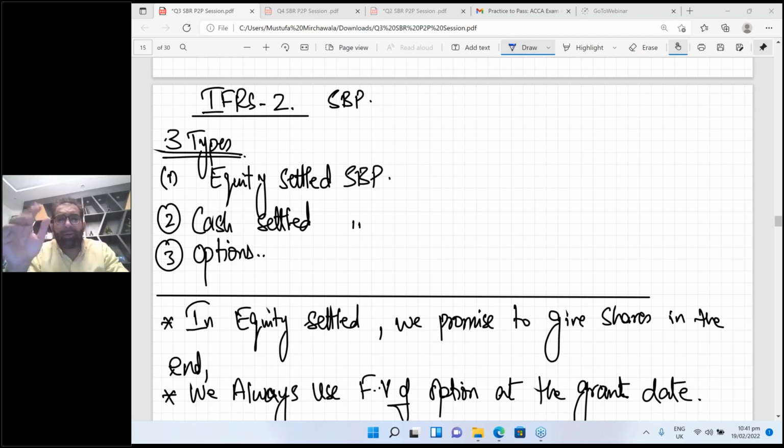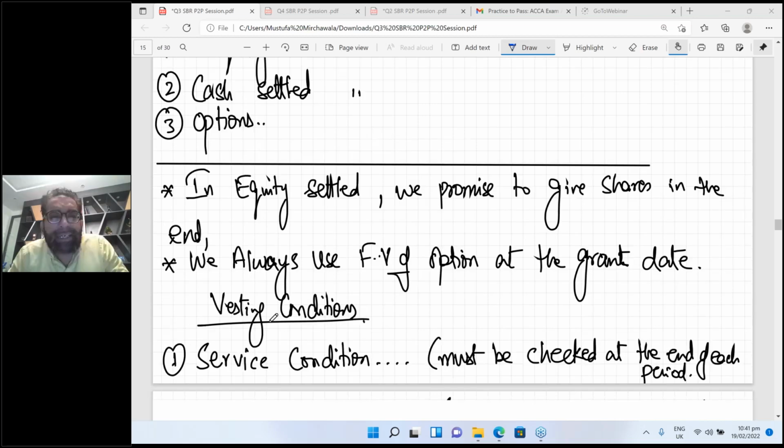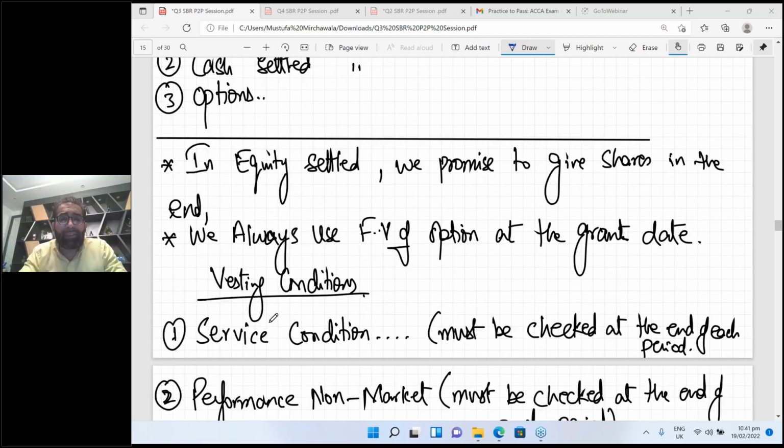Now, what are some basic characteristics of equity settled? In equity settled share-based payment, we promise to give pure shares. This is the basic characteristic: we always use the fair value of the share option at the grant date. The future fair value of the options is irrelevant.